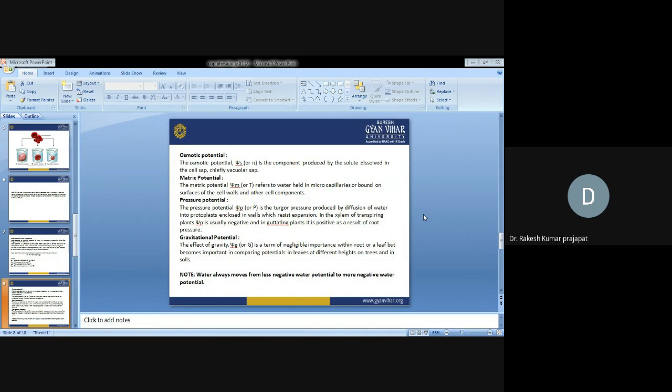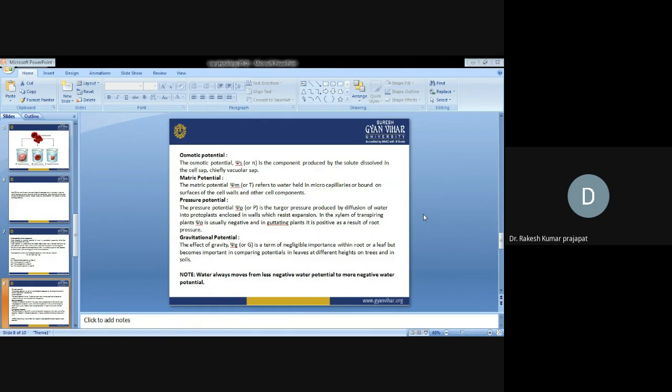In the xylem of a transpiring plant, psi p is usually negative. In guttating plants, it is positive as a result of fluid pressure. Gravitational potential is the effect of gravity. It is a term of negligible importance for a leaf, but becomes important when comparing potential in the leaf at different heights.